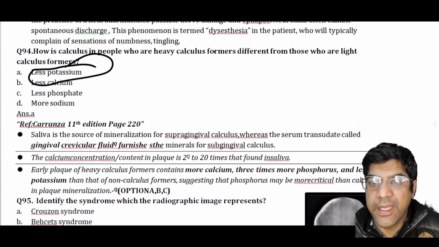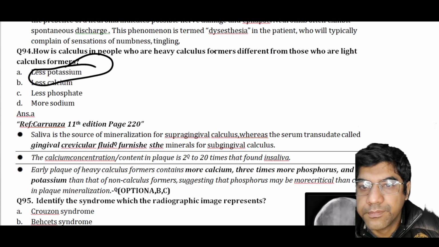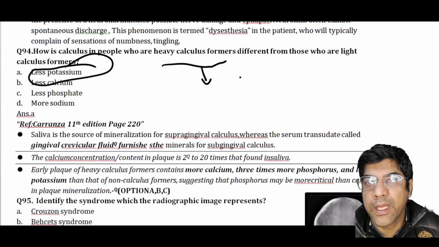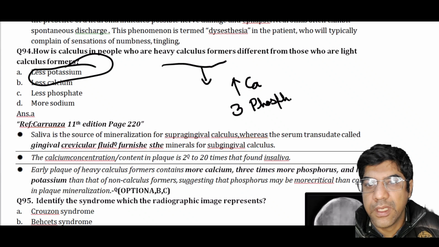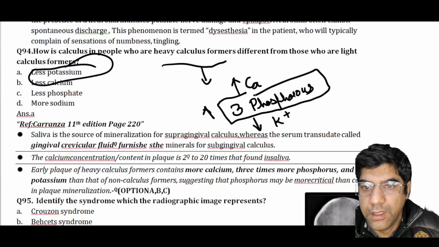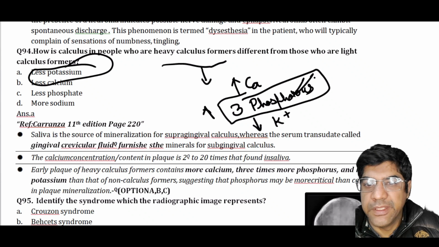So in individuals who are heavy calculus formers, the composition of early plaque differs from those of non-calculus formers. The composition of early plaque in heavy calculus formers includes more calcium, 3 times more phosphorus, and less potassium compared to non-calculus formers. So that suggests that phosphorus may be more critical than calcium in plaque mineralization. And the presence of less potassium is associated with individuals prone to heavy calculus formation.